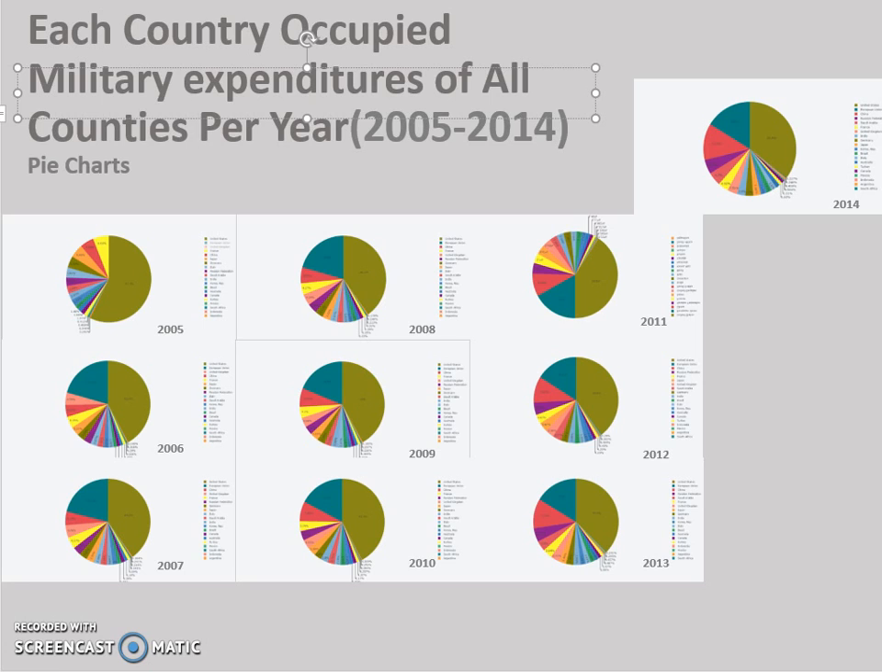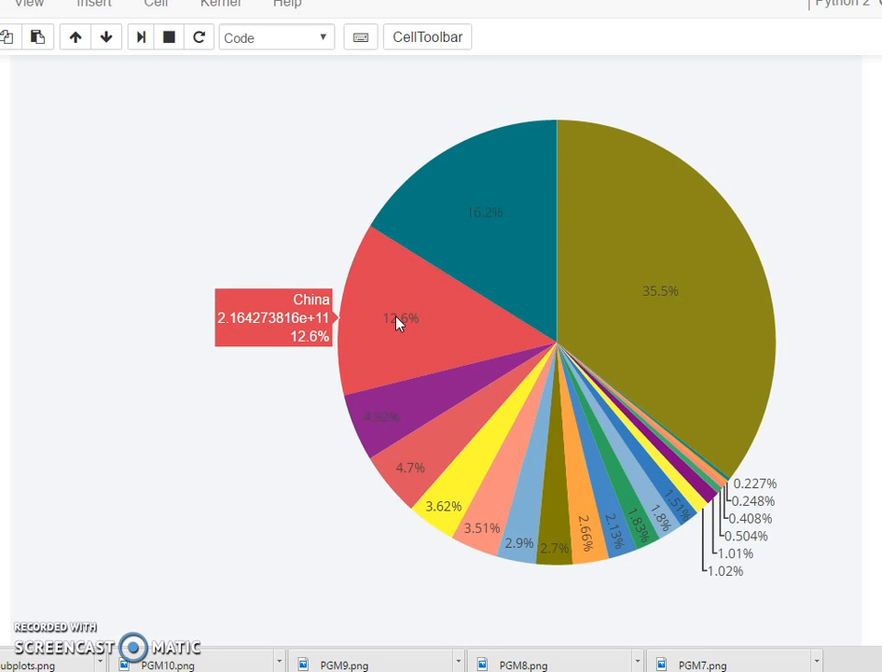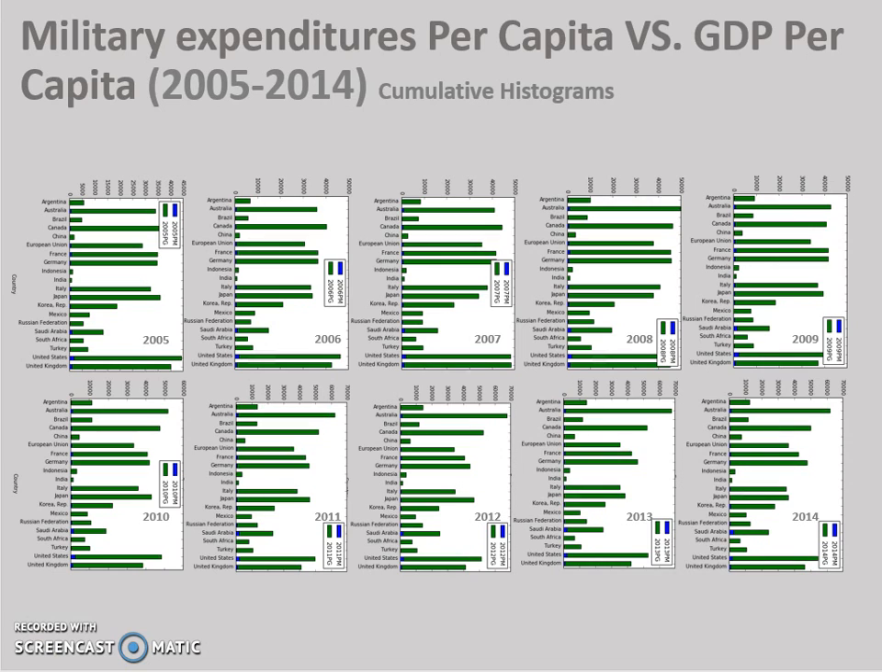Then I looked at each country's share of the military expenditure of all countries per year, so I used a pie chart. The United States is always the biggest, the second one is always the European Union, but we can see that China is growing. In 2005, China occupied only 3.91% of all countries, but in 2014, China occupied 12.6%.